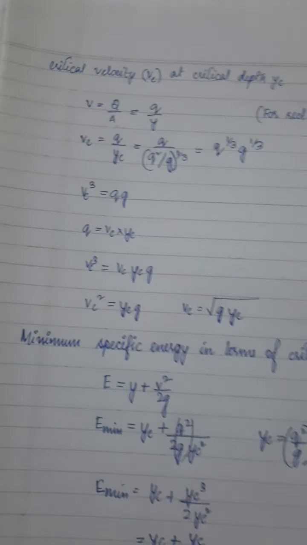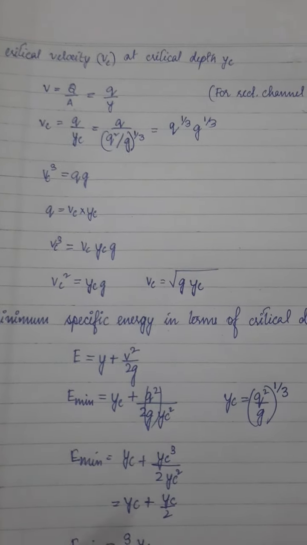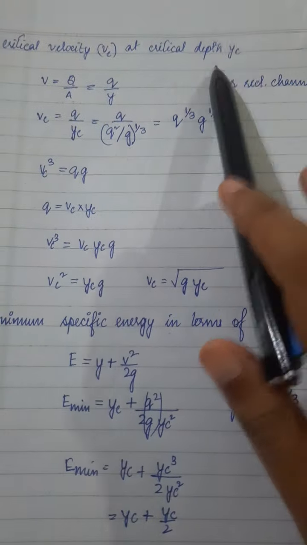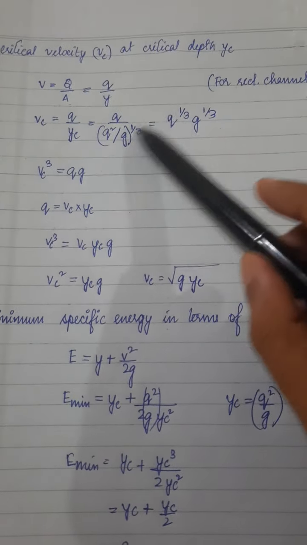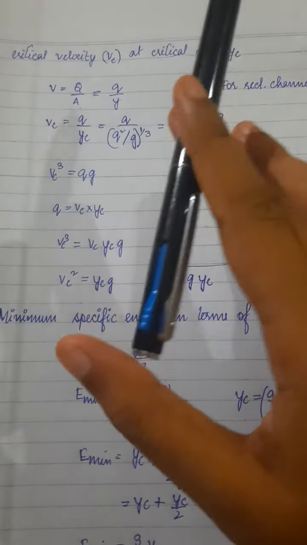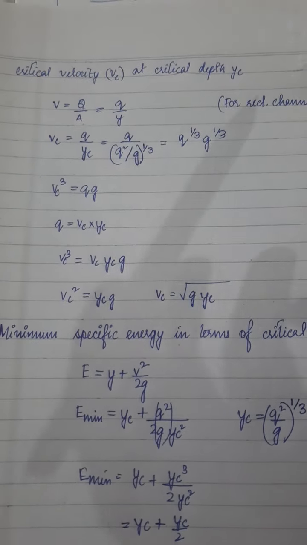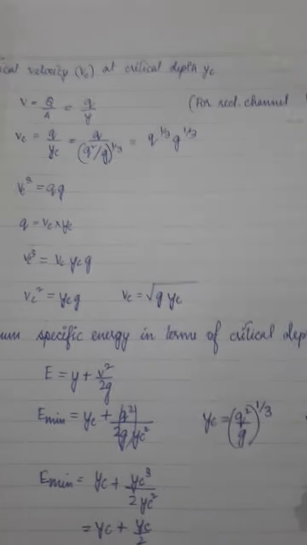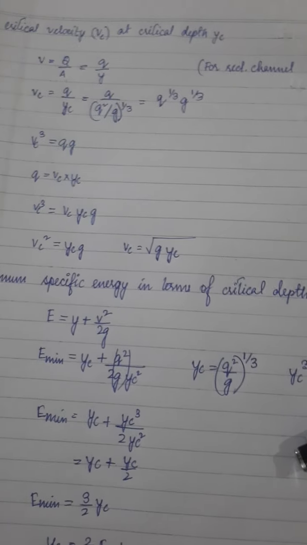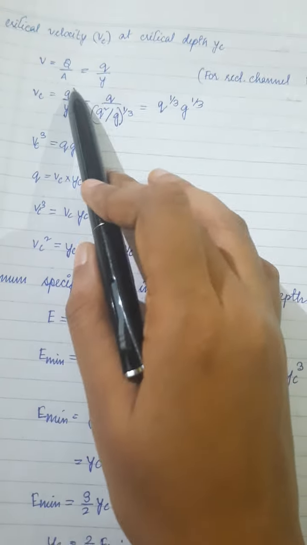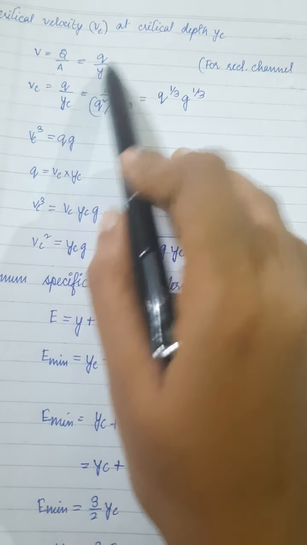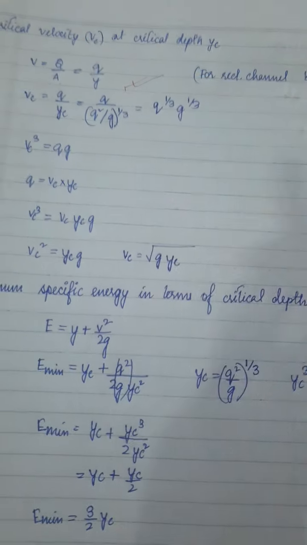Okay, after that we have critical velocity Vc at critical depth yc. So now at yc there will be a velocity which is critical. So we again do this derivation: V equals Q by A equals Q by y, which we have already done for a rectangular channel.